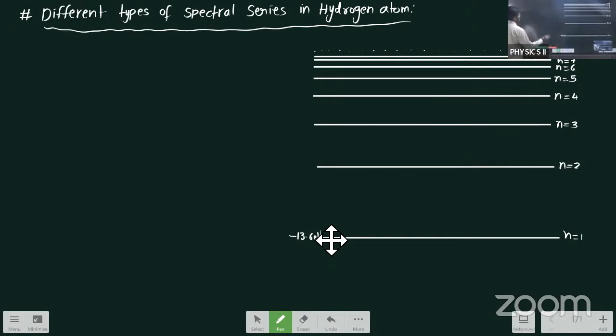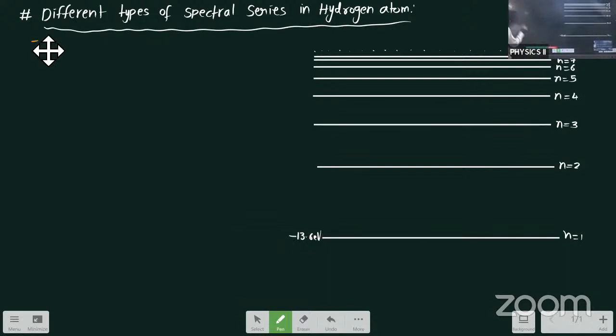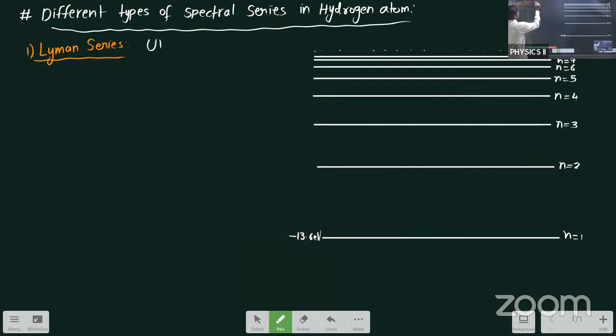First one, what are the different types of spectral series in hydrogen atom? So I can write. First one, Lyman series. See here, in which region does this series lie? It lies in the UV region, the ultraviolet region. This is the first point you are supposed to write in the Lyman series.